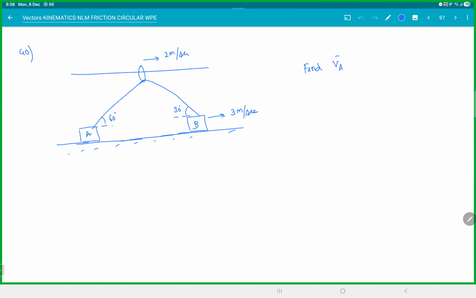Let's get this thing. We have a block A, block B moving with 3. There's a ring here, which is moving on a horizontal rod. Find the velocity of B.